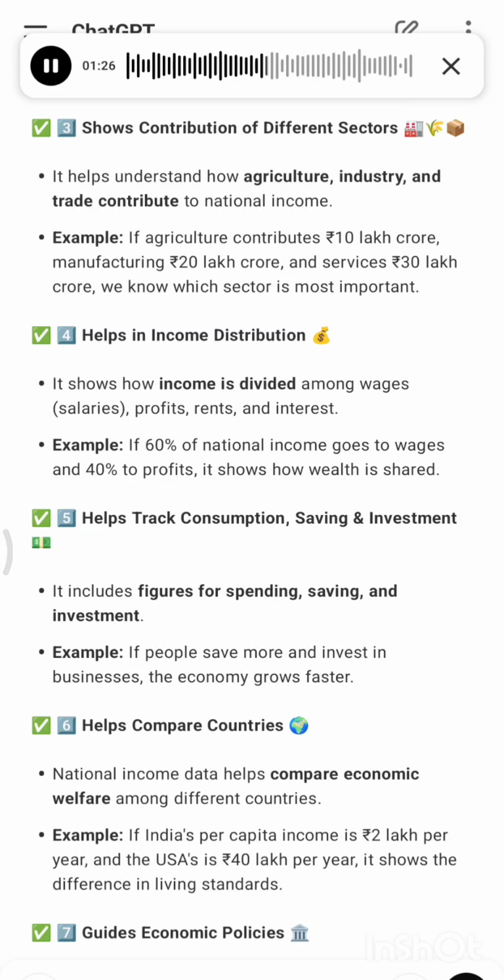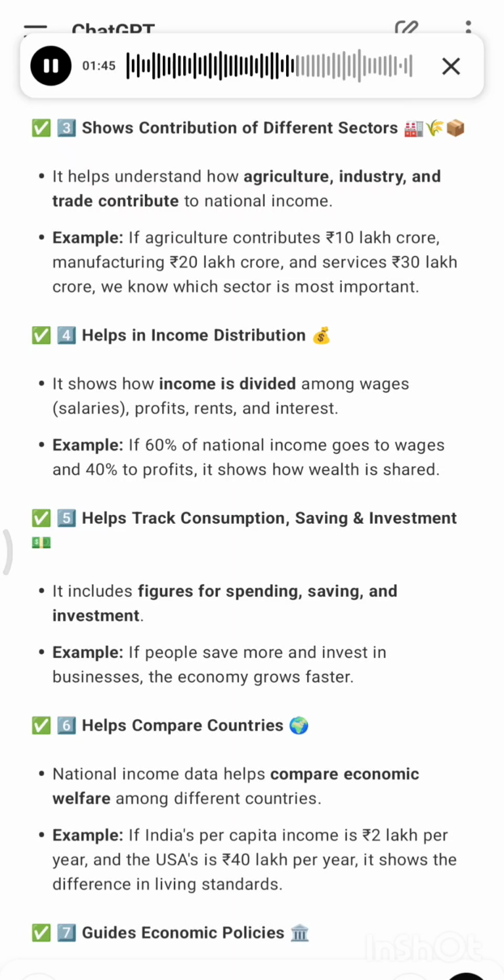is most important. 4. Helps in income distribution. It shows how income is divided among wages, salaries, profits, rents, and interest. Example, if 60% of national income goes to wages and 40% to profits, it shows how wealth is shared.